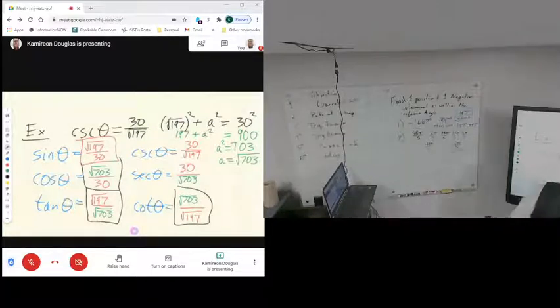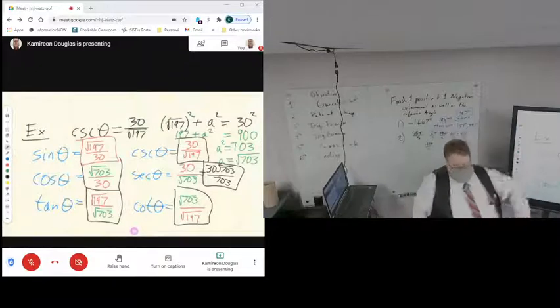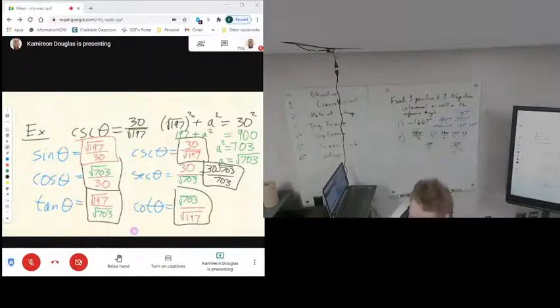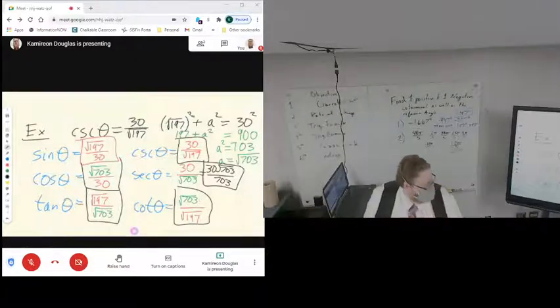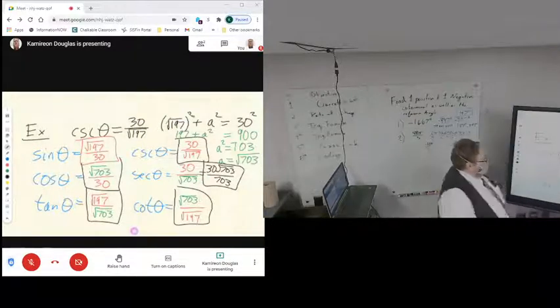Now secant, I can do that one. That's 30 square root 703 over 703. And cosecant was given to us in the problem, so I assume that's good. I'm not going to fix the one they gave you. So all five have been simplified according to our rules, as far as we can take them.